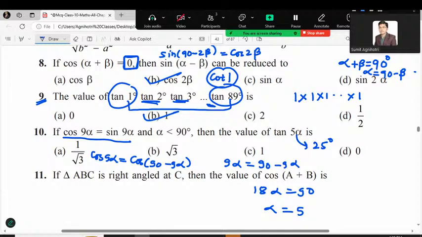Okay, you make it tan 9 alpha. Then it becomes tan 45 equal to 1. Okay.